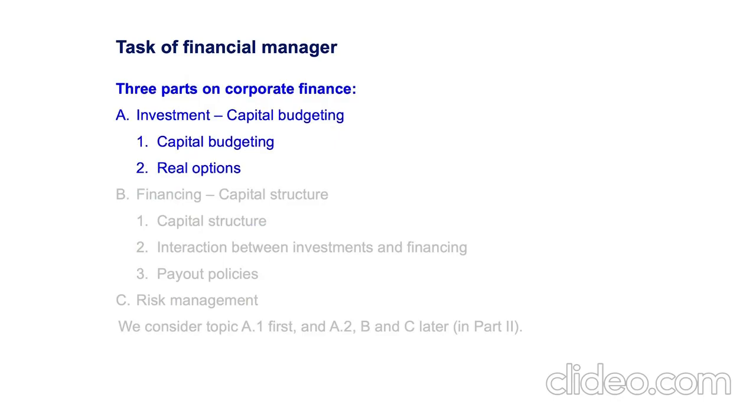In this course, we will consider corporate finance decisions in three parts. The first part is capital budgeting, which consists of two topics. First, basic capital budgeting, and second, real options, that is, strategic optionality embedded in real investments. The second part is financing or capital structure. This part consists of three main topics. First, optimal capital structure. Second, interaction between investments and financing. And third, payout policy.